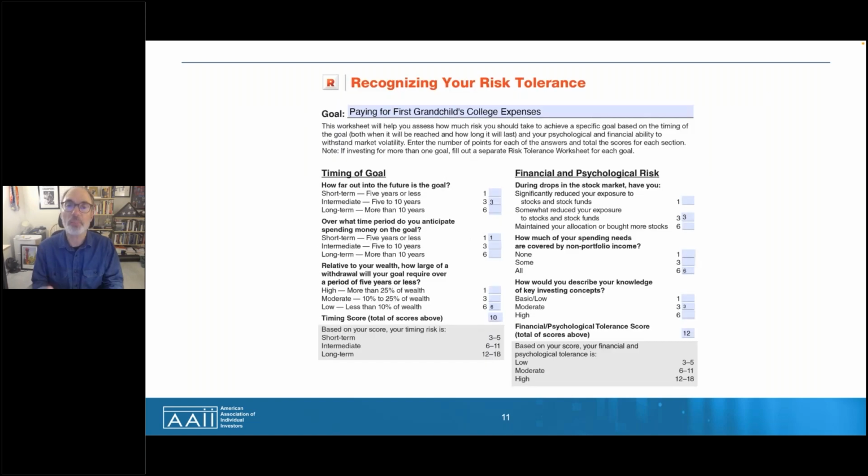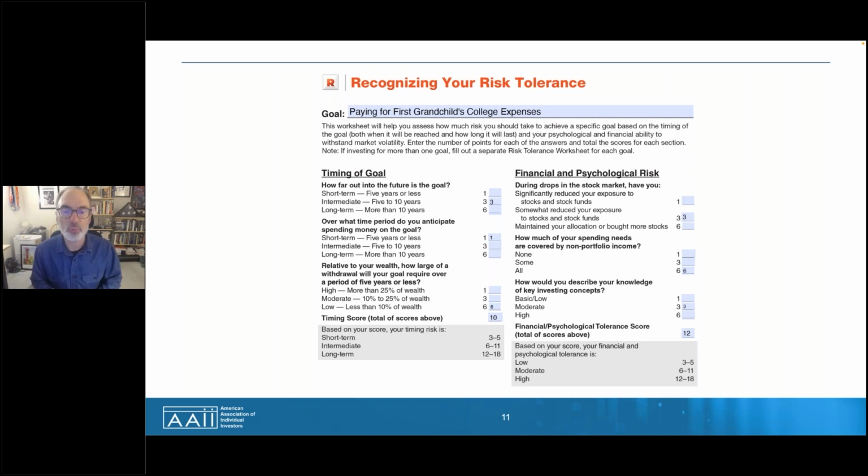But for Bob and Jane, let's look at their risk tolerance. And so this is our risk tolerance questionnaire that kind of guides you through some of the key things that might influence your tolerance for risk. And one of the things is, how far in the future is your goal? Is it very soon, say less than 5 years? Is it far out? Maybe it's 20 years.